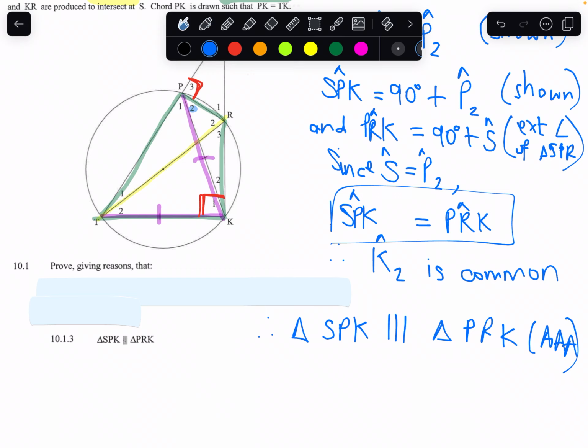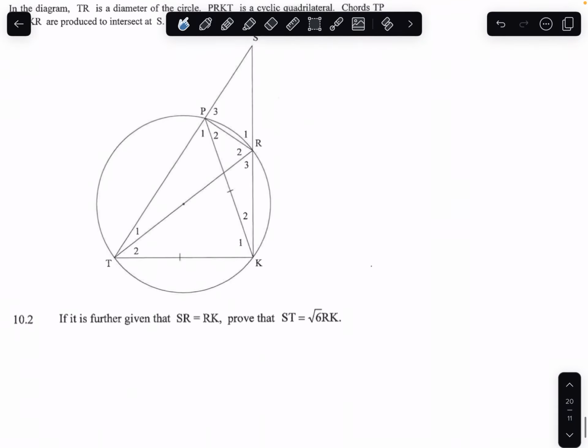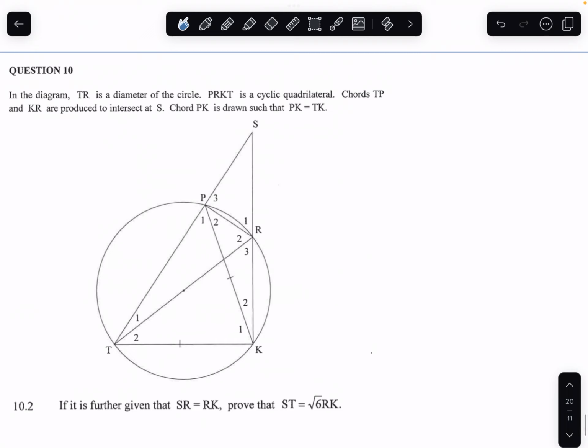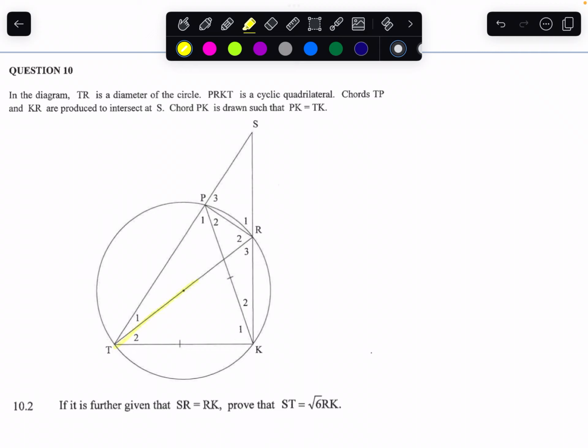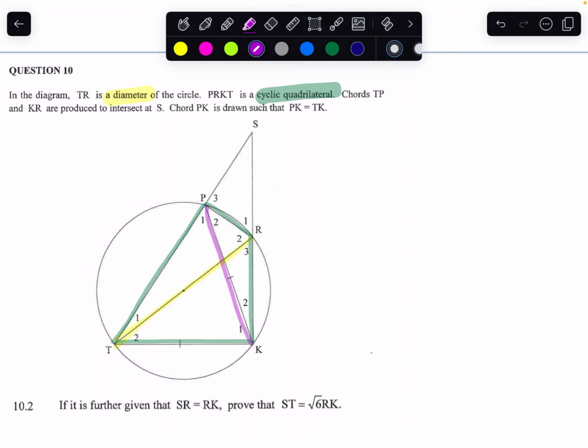Awesome. Now we go to the last part of the question. Wow, this has been so intense. Let's start by highlighting. Aren't you so glad you don't have to keep highlighting information in your actual exam? So that is a cyclic quad, and these two are equal, and we have shown some right angles.